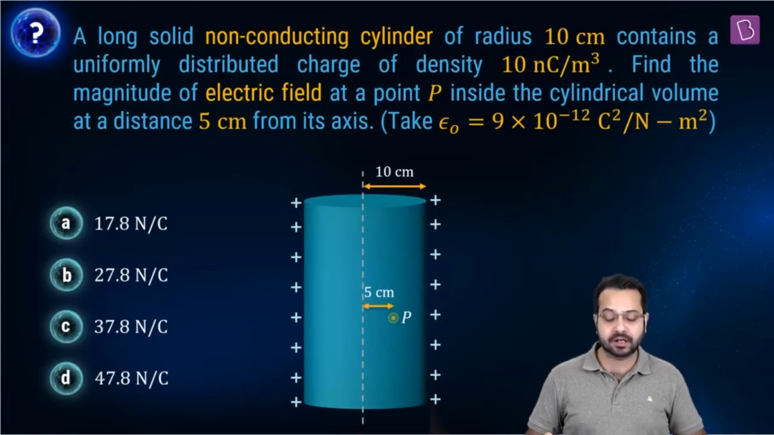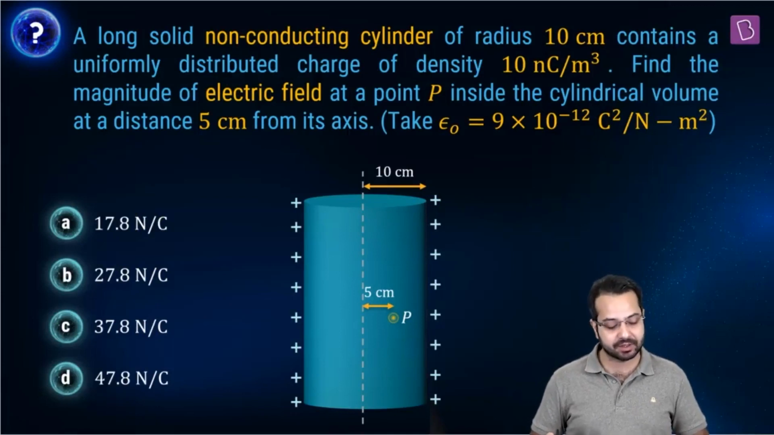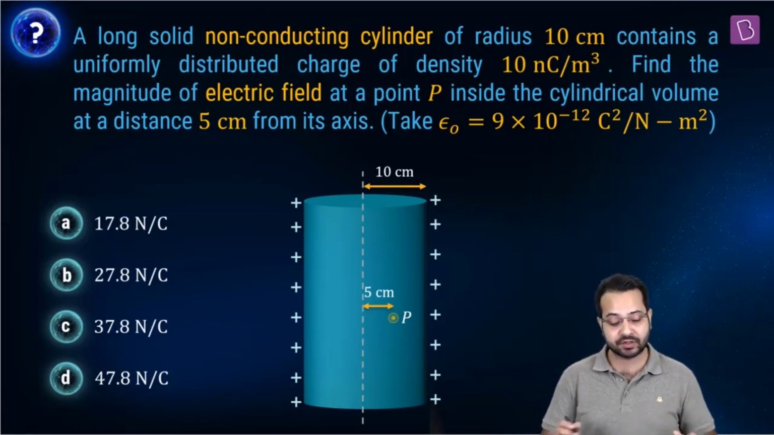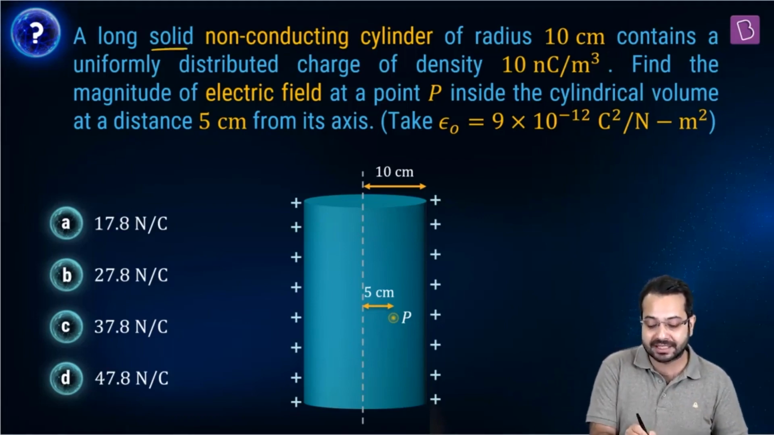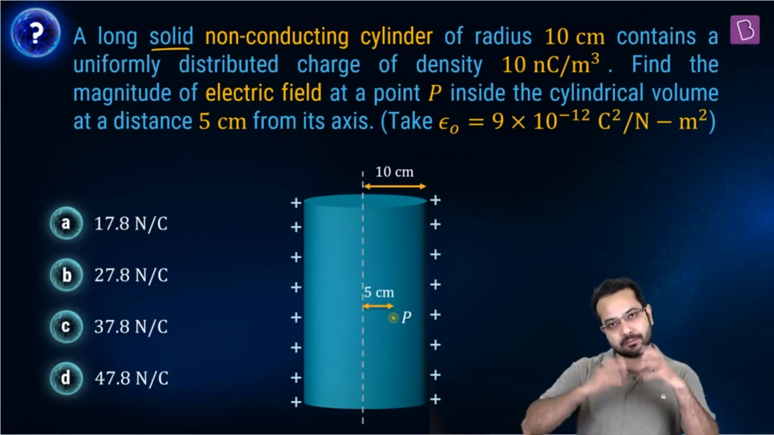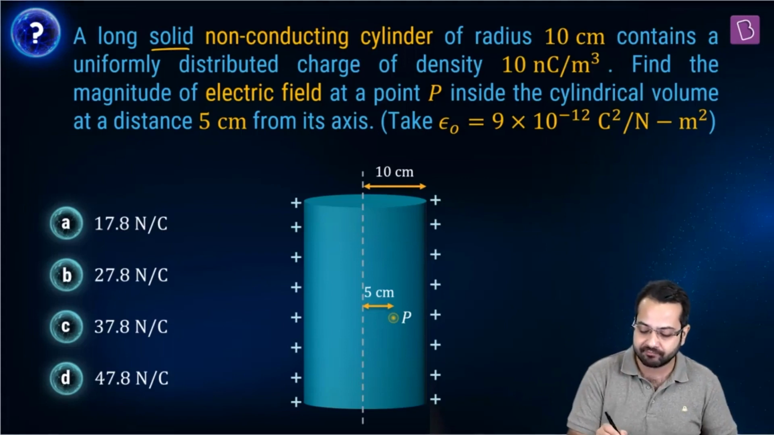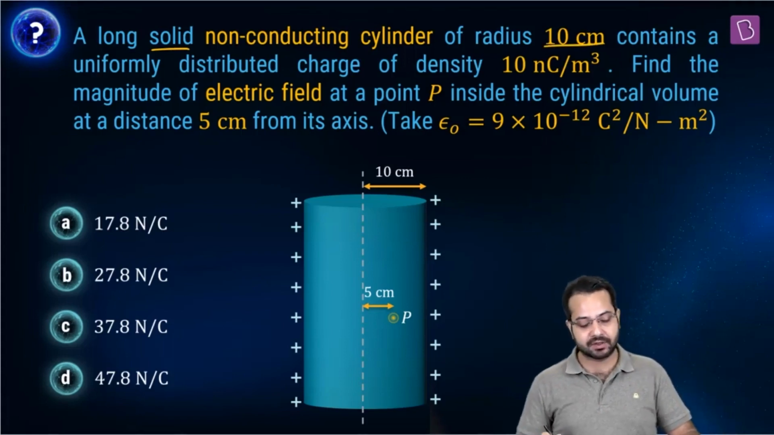A long solid non-conducting cylinder of radius 10 cm contains a uniformly distributed charge of density 10 nanocoulomb per meter cube. Find the magnitude of electric field at a point P inside the cylindrical volume at a distance 5 cm from its axis. Okay, so we have a solid cylinder which is non-conducting, means the charge can be everywhere inside its body.